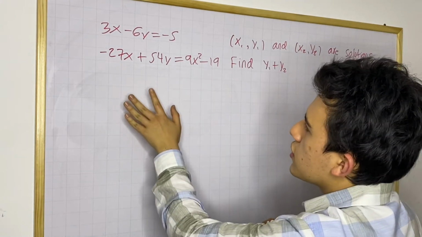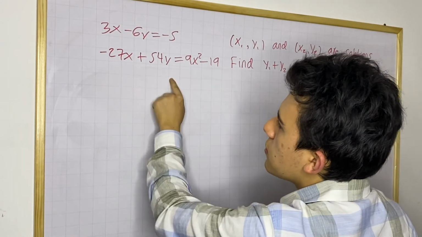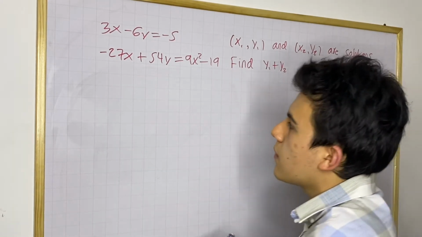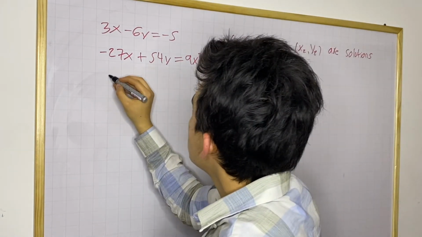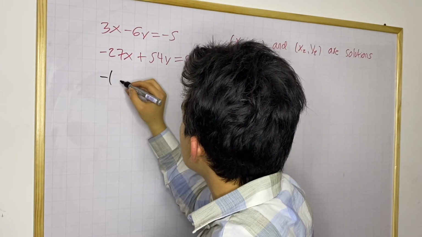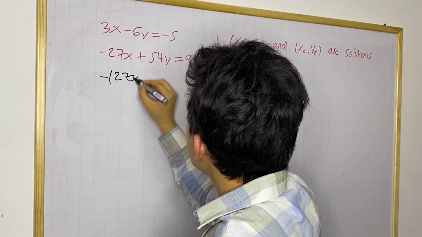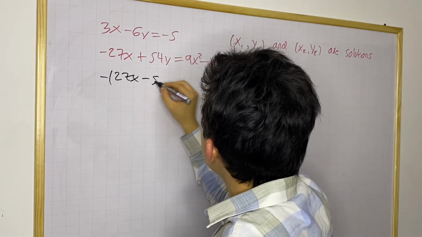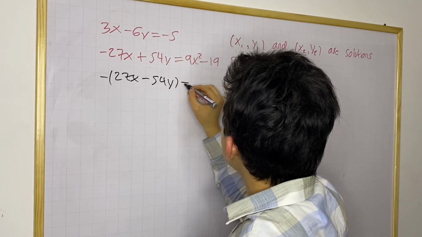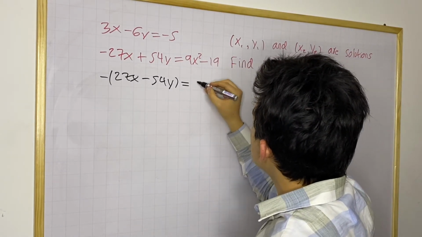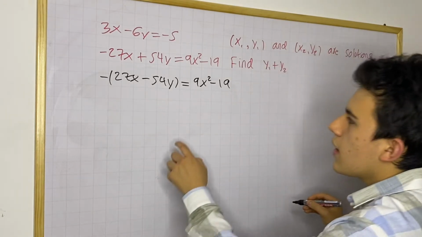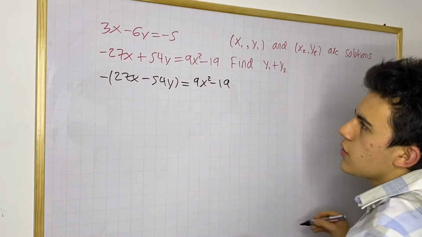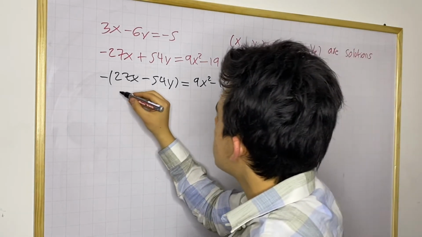You've got your equations. Now, there is something pretty cool about this one. You can factor out a -1 from that equation, and you'll see something pretty cool. So if you have -1 outside, you're going to have 27x minus 54y, and this is equal to this side, 9x squared minus 19. Now this equation, the one that we have on top, is pretty important.